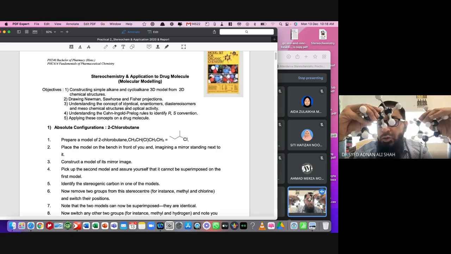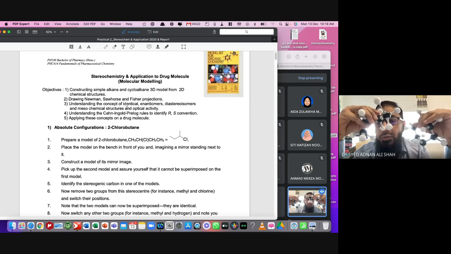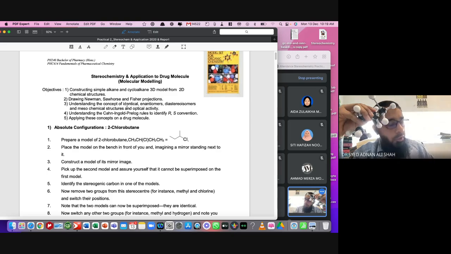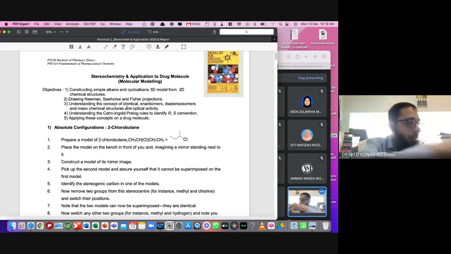So what are enantiomers? Enantiomers are two molecules which are mirror images of each other, but non-superimposable. They are non-superimposable mirror images, and they are called enantiomers. And the second thing is the diastereomer. Diastereo means two stereo centers. So what are the stereo centers?